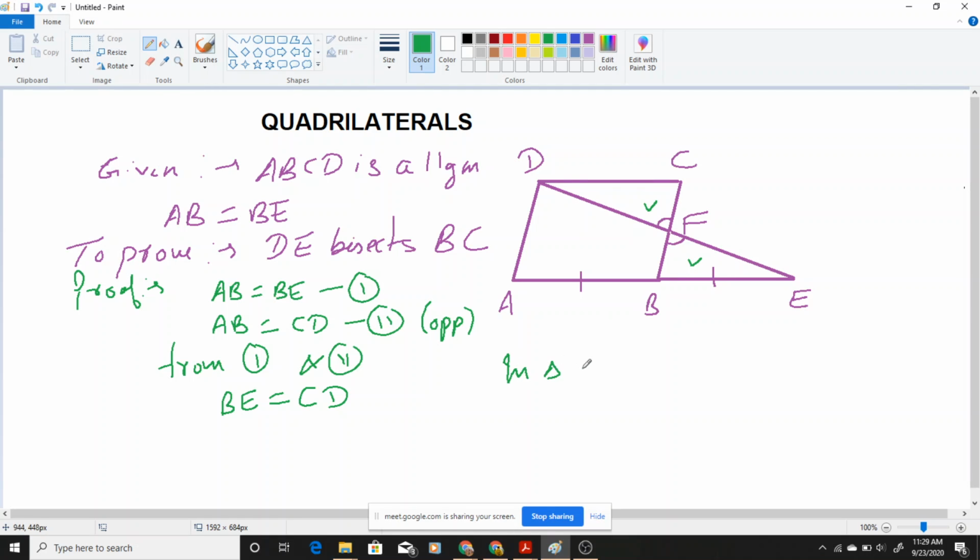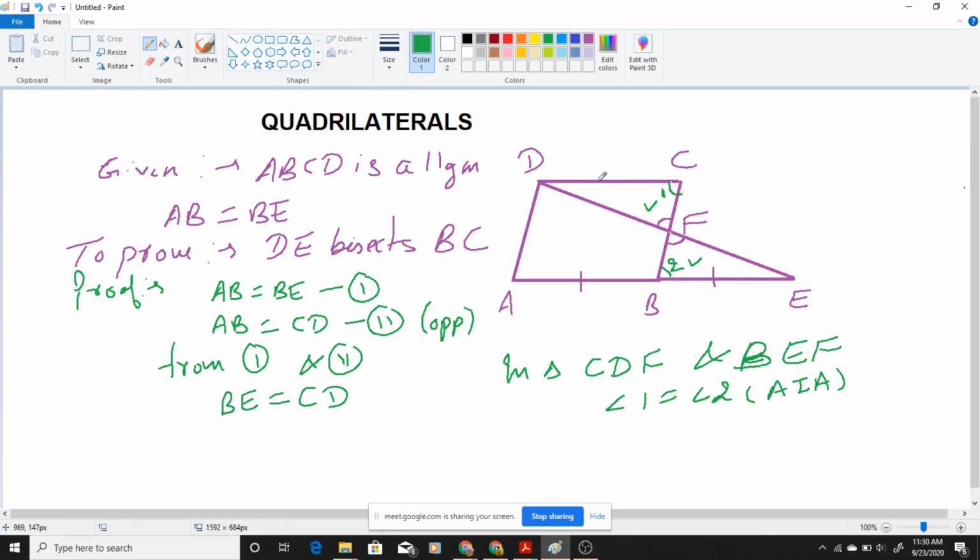In triangle CDF and triangle EBF. I have taken one triangle name as CDF, so the other as BEF. This is the triangle I am taking. Now just see one thing. This angle 1 and this angle 2, are they equal? Yes, alternate interior angles we can write. Angle 1 equals angle 2. These are alternate interior angles.